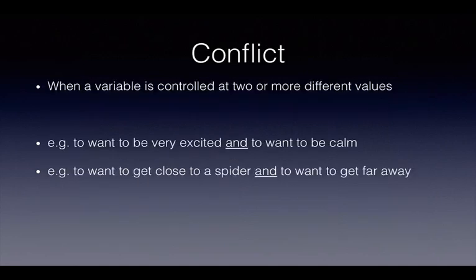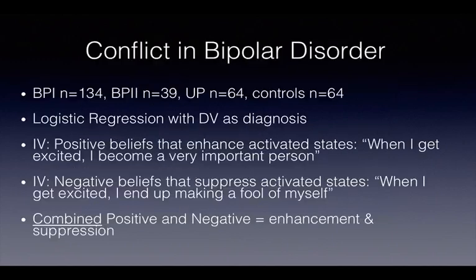The second principle I'd like to share with you is conflict. This is when a variable is controlled at 2 or more different values. I'm going to give you some examples from the research, but it's, for example, about wanting to be very excited and wanting to be calm. It's about wanting to be close to a spider, but also wanting to get far away from the spider. So the person's got incompatible references for the same experience.